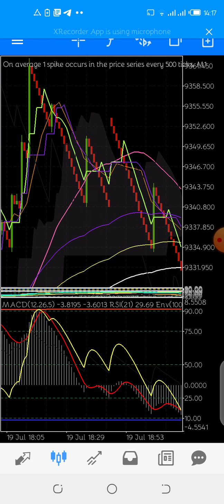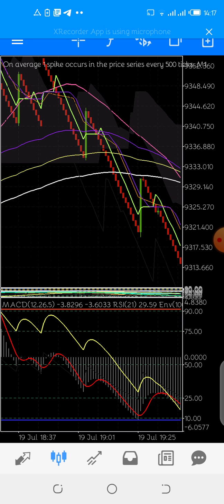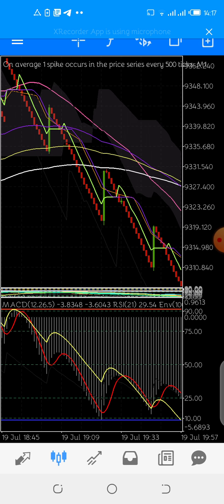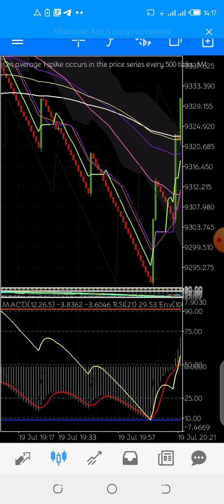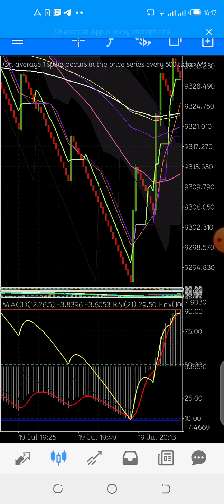Please understand that this strategy works for both boom and crash. So for boom, you will be selling at level 90. For crash, you will be buying at level 10. Again, you can still use this strategy to catch spikes, but I'll not be talking about that today.